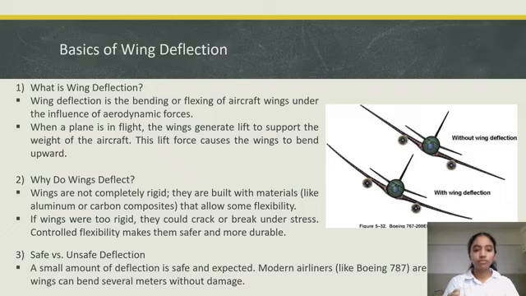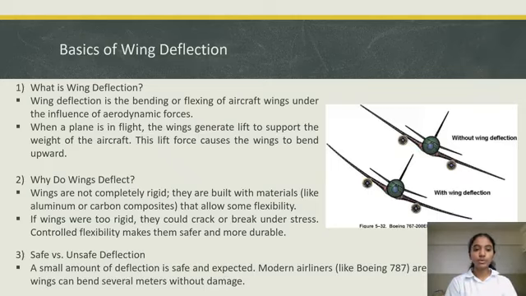When a plane is in flight, the wings generate lift to support the weight of the aircraft. As we know, when the aircraft takes flight, some forces act on it. As the shape of the wing is like this, there are forces acting on it. This is Bernoulli's principle. These forces create the lift. This lift force causes the wings to bend. This is for the lift of that particular aircraft.